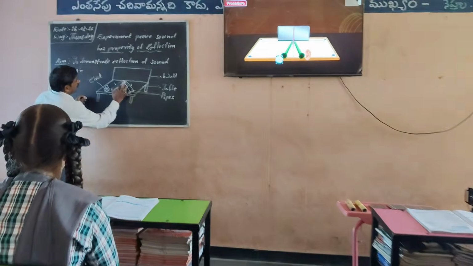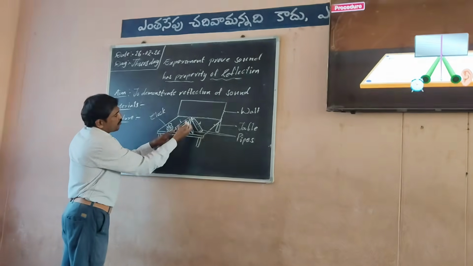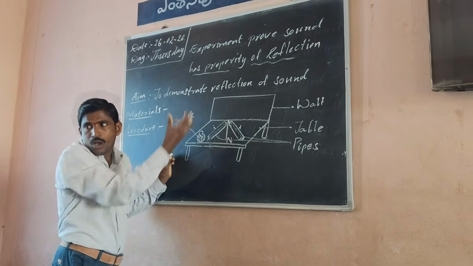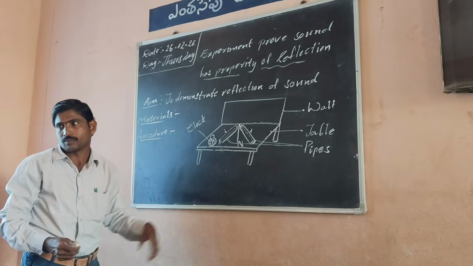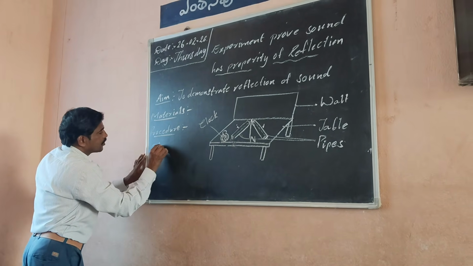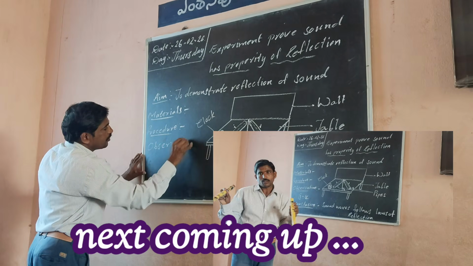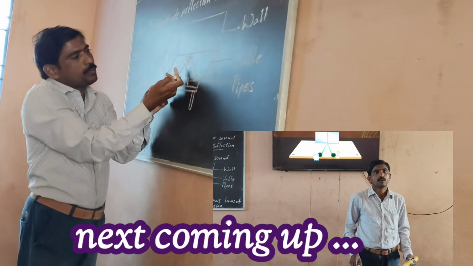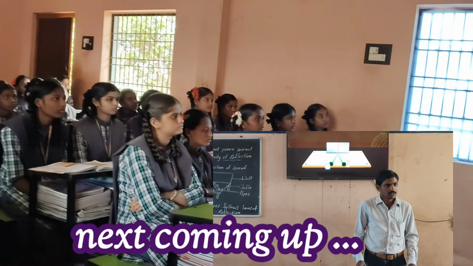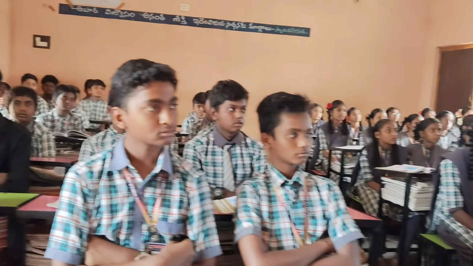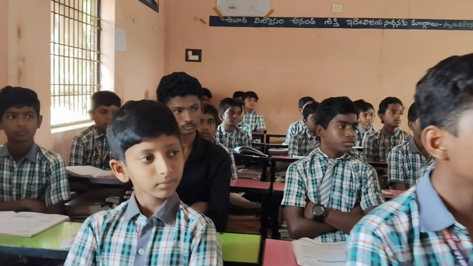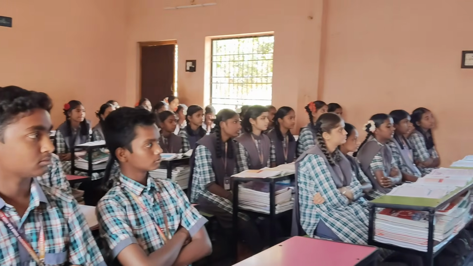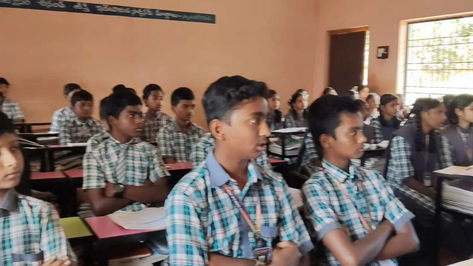Now we can lift the right pipe vertically upward to some height and observe what will happen. Observation. When we lift the right pipe vertically some height, we can hear the sound of the clock. Angle of incidence and angle of reflection are both equal. So angle i is equal to angle r.